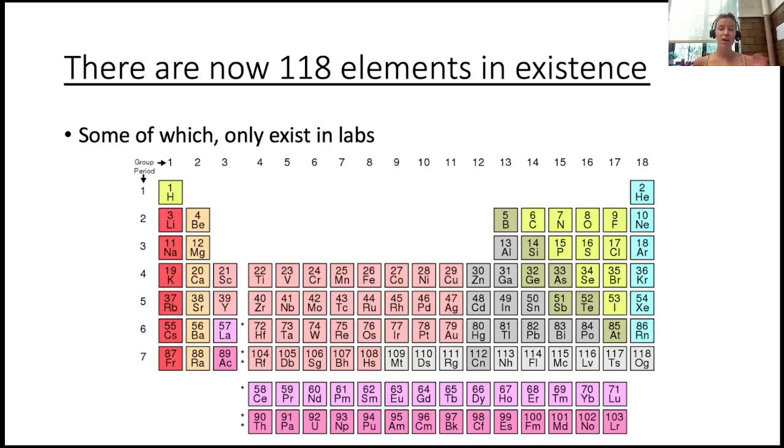Okay, folks, here is an image of the periodic table. As of the time where I recorded this video, there were 118 elements in existence, many of which we have familiarity with in terms of our everyday experience. But some of these elements really only exist in labs when scientists create them, and then they'll very quickly disintegrate. What are some elements that you are familiar with?